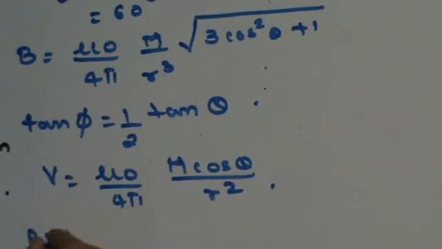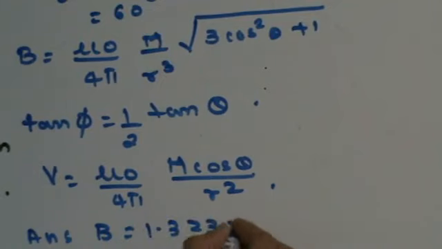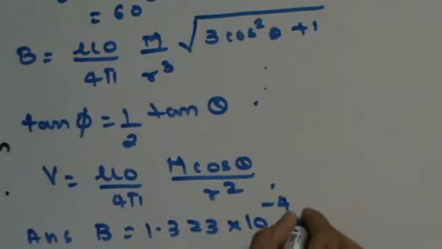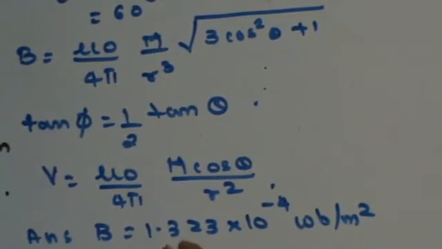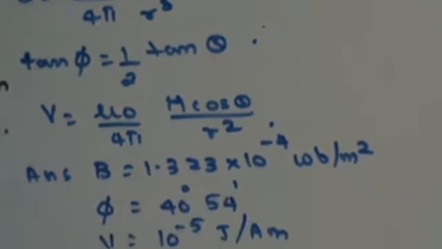Answer: you can say that the magnetic induction B is 1.323 into 10 raised to minus 4 Webers per meter square. Phi is 40.54, that is 40 degrees 54 minutes. And magnetic potential is 10 raised to minus 5 joules per ampere meter. Next.